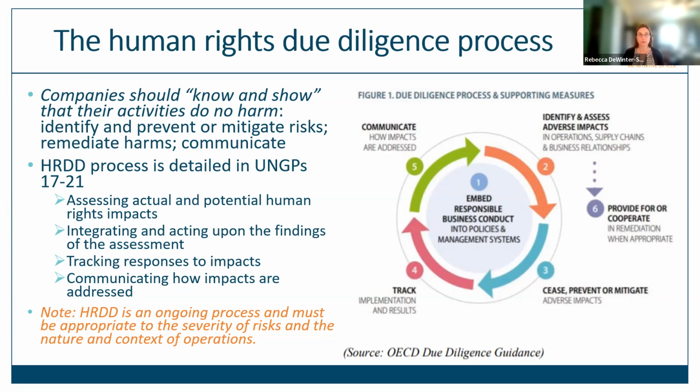As you see here, the human rights due diligence process is outlined in this diagram. In a nutshell, it is a manner for companies, but also investors, to know and show that their activities do no harm. This entails not only identifying, but preventing or mitigating actual and potential risks, remediating any harms that have occurred, and communicating how that is being done. The human rights due diligence process entails 4 steps, here shown as number 2, 3, 4, and 5 on the diagram. I'll go through each one in turn.